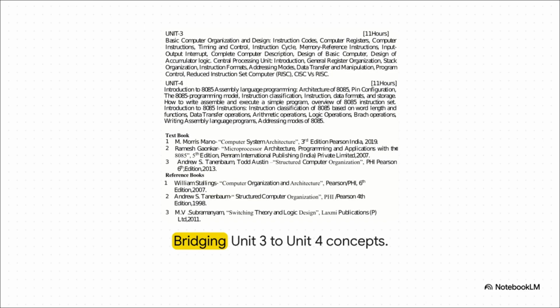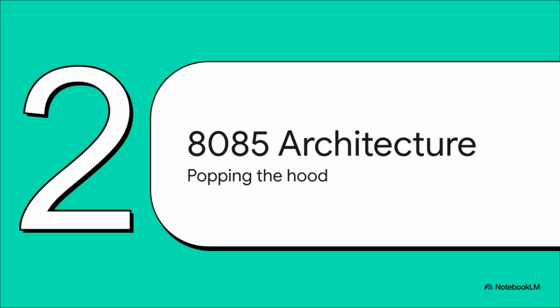And you can see this seamlessly reflected right here in the syllabus. Notice how we shift directly from Unit 3's Basic Computer Organization and Design straight into Unit 4's Introduction to 8085 Assembly Language Programming. It's one continuous narrative, really. The concepts of timing, control, and instruction cycles you just wrapped your head around, those are the exact operational rules that the 8085 abides by. Moving right along, Section 2.